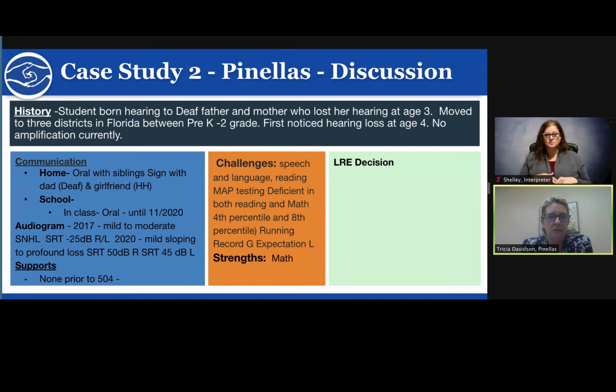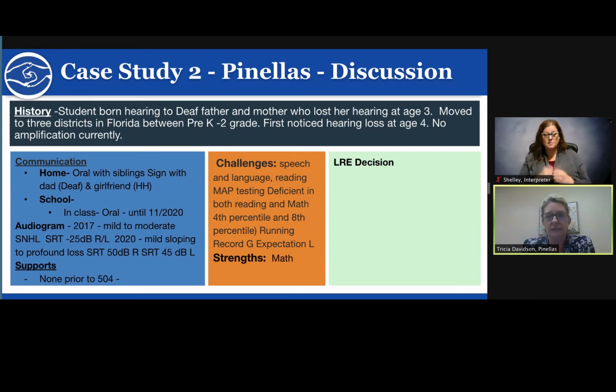This team at this school was exceptional. We have that 60-day timeline, and they were able to get the testing done in about 30 to 40 days. So well within the time. And then we had the IEP.